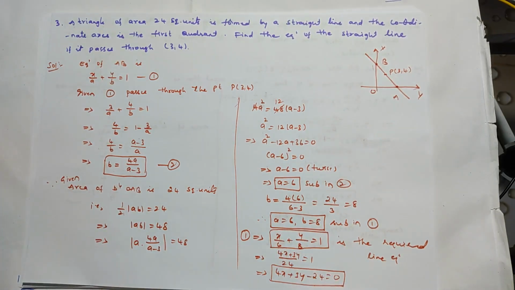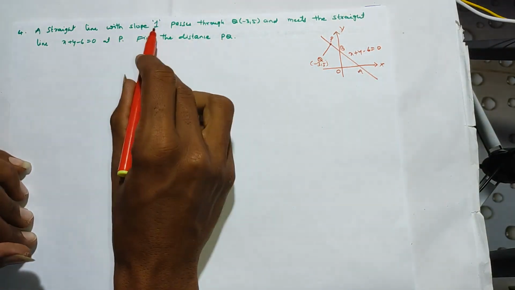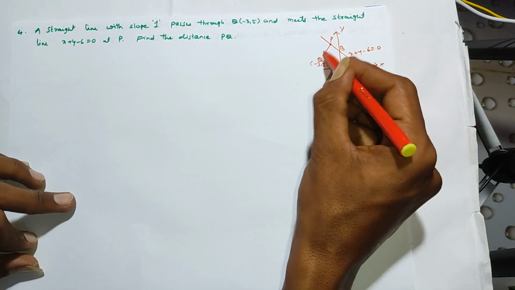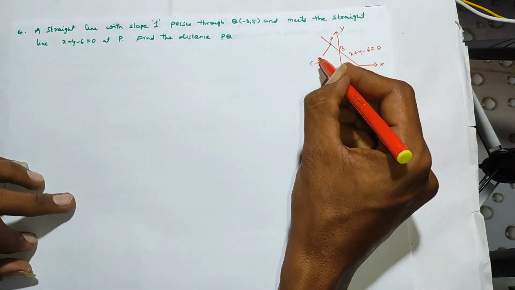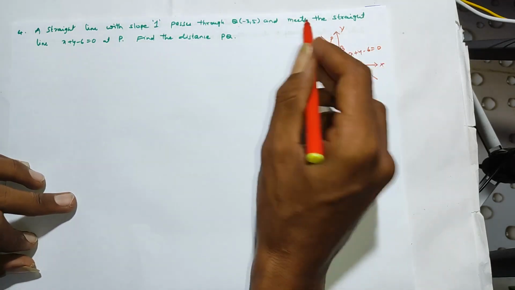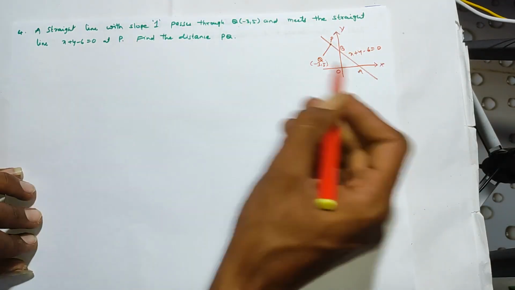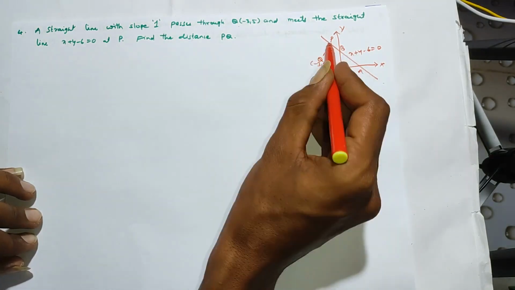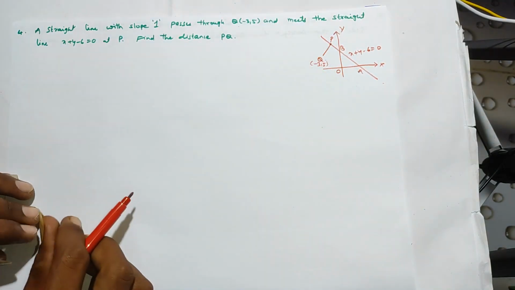Clear? Next problem. A straight line with slope 1 passes through Q of (minus 3, 5). This is the line equation, and the slope of this line is 1, and it passes through Q of (minus 3, 5), and meets the straight line x plus y minus 6 is equal to 0. This line meets this line equation at a point P. Then find the distance PQ.